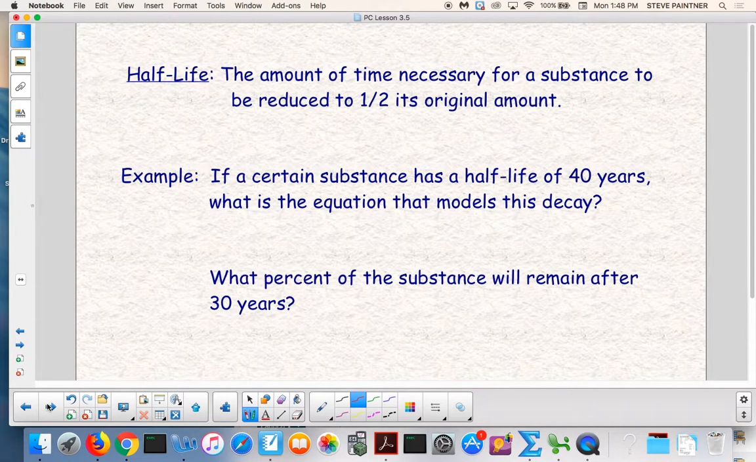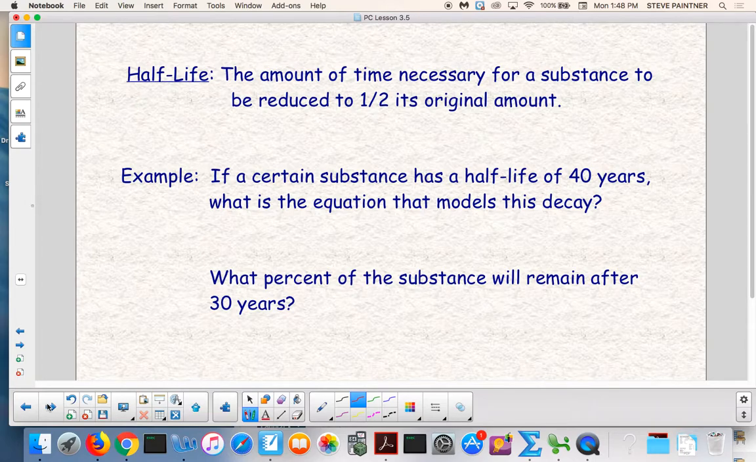New topic. Not double your money, but half-life. So things do decay, right? Things kind of go away, disappear over time, and they talk about half-life. If something sat on the ground for a long time, it will just decay away. So half-life means this. If I tell you half of something disappears in 200 years, that means if I start with 20 pounds of something, in 200 years it's what?